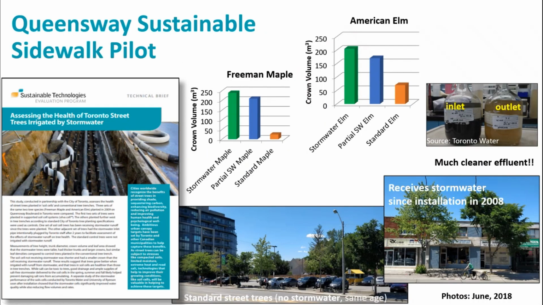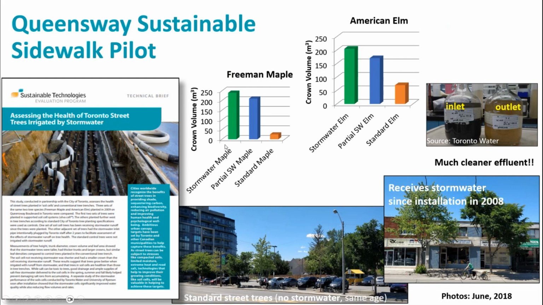The way we know these stormwater tree trenches are used and are better and more effective than traditional tree systems is we've actually done research and pilot systems. So we have a technical brief assessing the health of Toronto trees irrigated by stormwater. And we are able to see that the graph here on the left shows our stormwater maple that was used in the stormwater tree trench, our partial stormwater maple, meaning that we had another stormwater tree trench that we cut off after a year of taking in stormwater, and then a standard maple grown at a traditional tree trench.